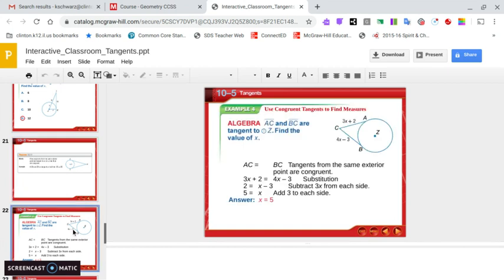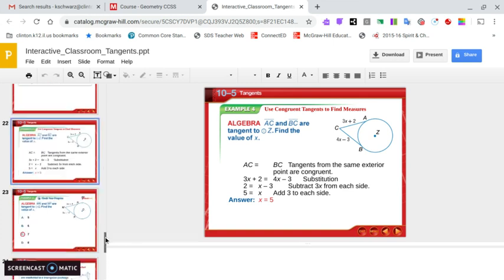So in this diagram, AC and BC are tangent to circle Z. So remember, tangent touches a circle at exactly 1 point. So that means 3x plus 2 is going to equal 4x minus 3. And then we solve that and we get x is equal to 5.